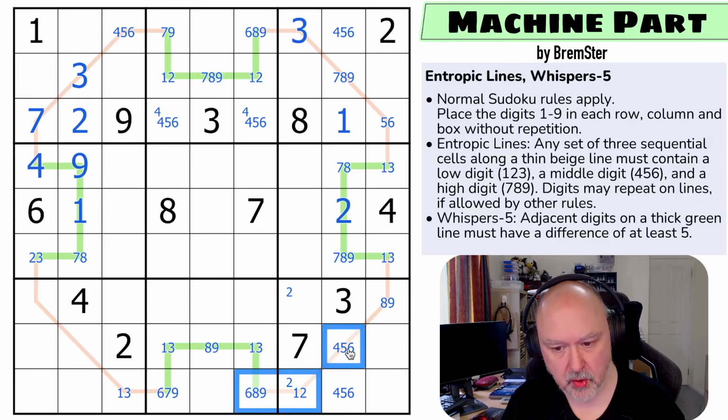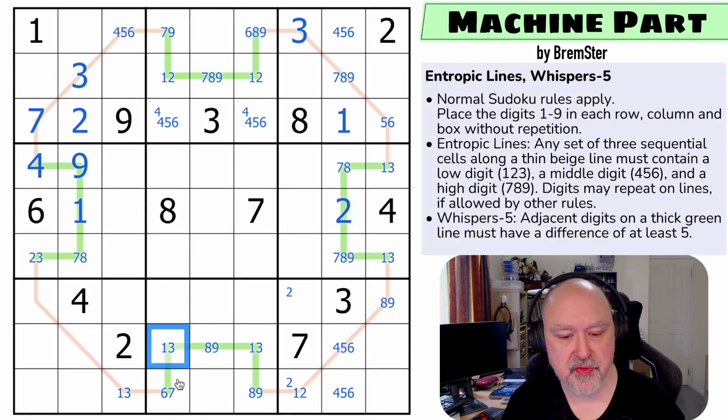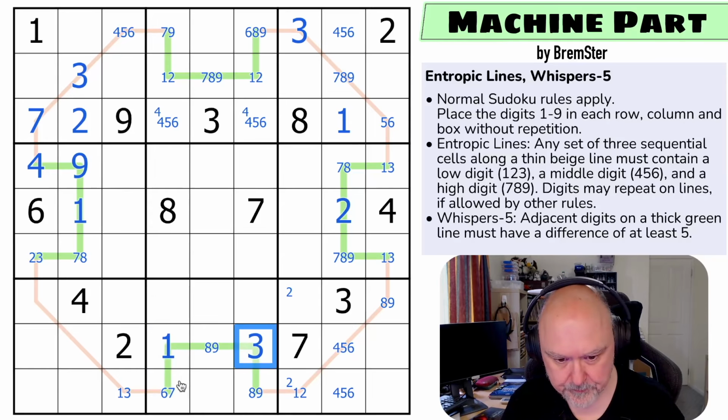It has to be middle, low, high, and that can't be high. So this can't be middle. This has to be high. That's an 8, 9 pair, taking an 8 out of there. This is a 6 or a 7, and if this is a 6 or a 7, they're both too close to 3. 6 is only 3 away from 3, and 7 is only 4 away. So that's the 1, that's the 3.